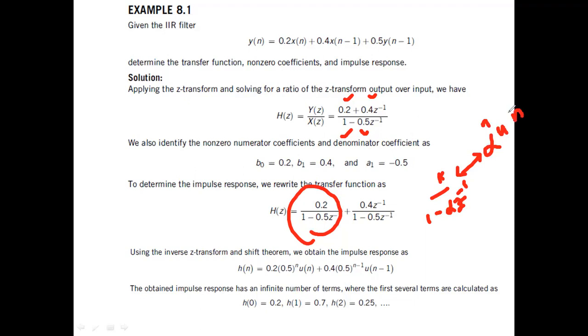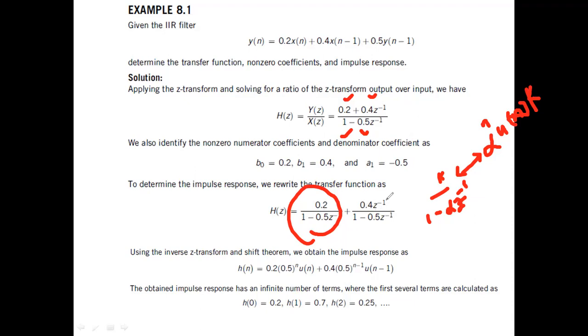Remember this: alpha to the power n into u of n had a z transform with some constant k divided by 1 minus alpha z to the power minus 1. So point 2 is that constant, and alpha to the power n into u of n. In the first case, alpha equals 0.5. In the second case, alpha is again 0.5, but the zero at 0.4 is different.